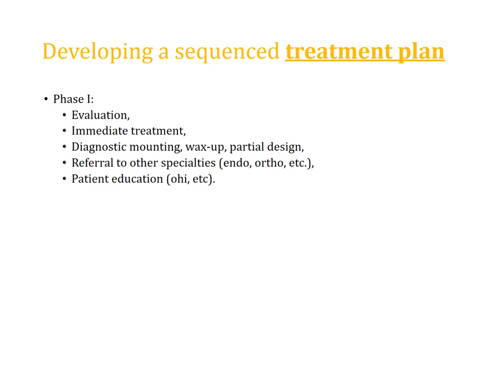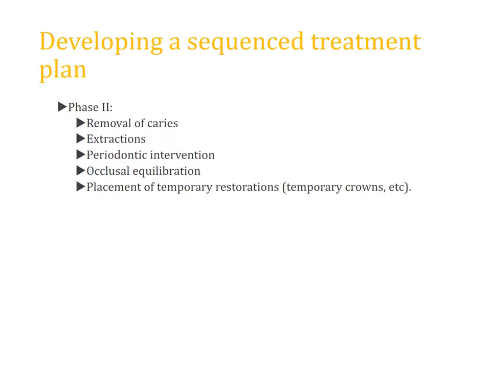So these are the various phases of the treatment. Phase 1 is evaluation, immediate treatment, diagnostic mountings, any referral to other specialties for mouth preparation. Some teeth may require endo treatment, some teeth may require orthodontic uprighting, some teeth may require extractions, and patient education. Phase 2 is we do the removal of the caries, and what all the specialties we have referred to. We extract the teeth, we do occlusal preparation, orthodontic uprighting, root canal treatments, and all these things.